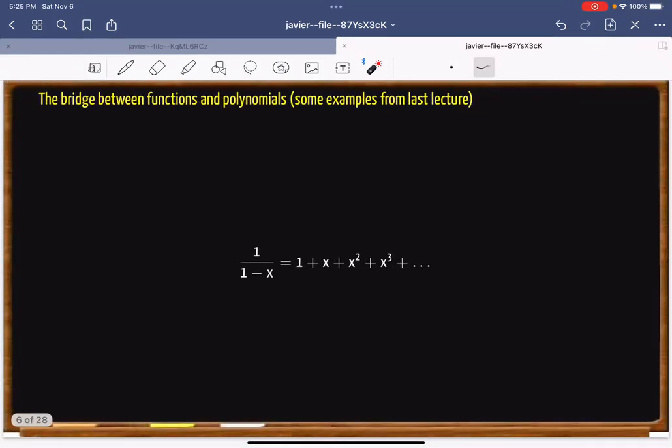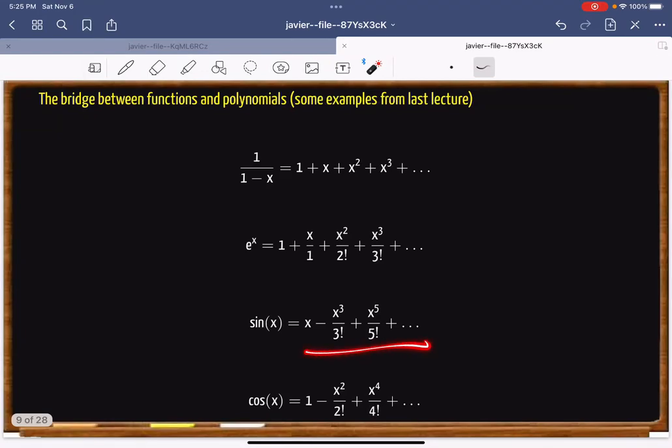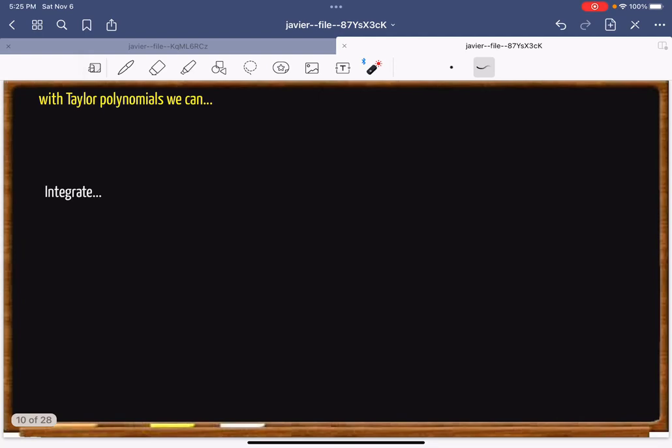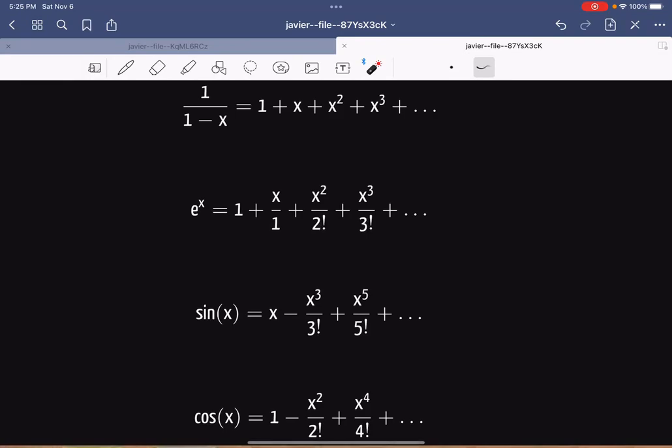Using that, we did some incredible sums. We got the function 1 over 1 minus x written as the sum of powers of x. We wrote e to the x as a sum of monomials, an incredibly long polynomial, and so on and so forth. We did it for sine, cosine. That's what we've been doing. That's a recap. And what I want to do now is, okay, so that's amazing. It already is impressive. If we stopped there, it was already an amazing idea for the class.